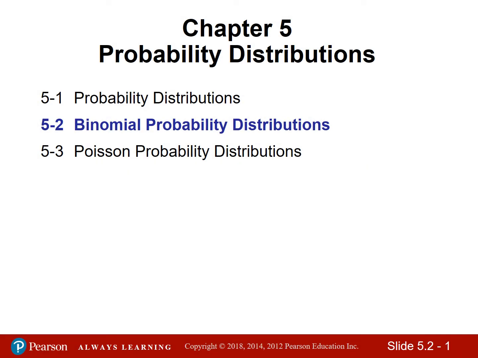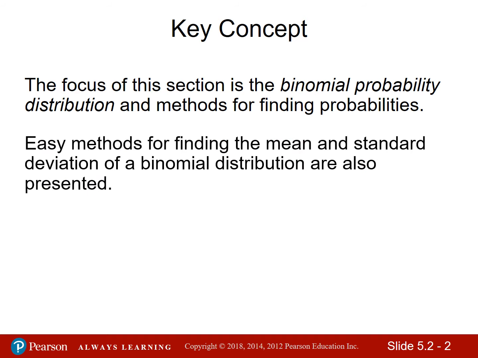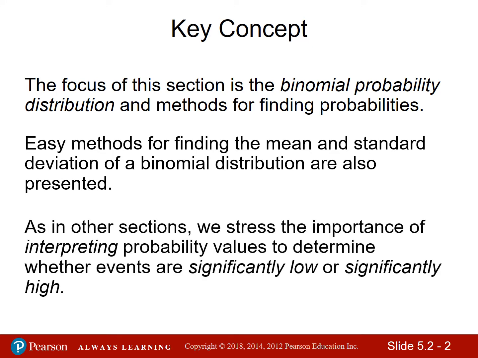We just covered probability distribution. So we are going to talk about now binomial probability distribution. Binomial will belong to two categories. The focus will be the binomial probability distribution and how do we find the binomial probabilities. There are also easy methods to find the mean and standard deviation of the binomial distribution. And we'll also talk about significantly low or significantly high numbers of successes.